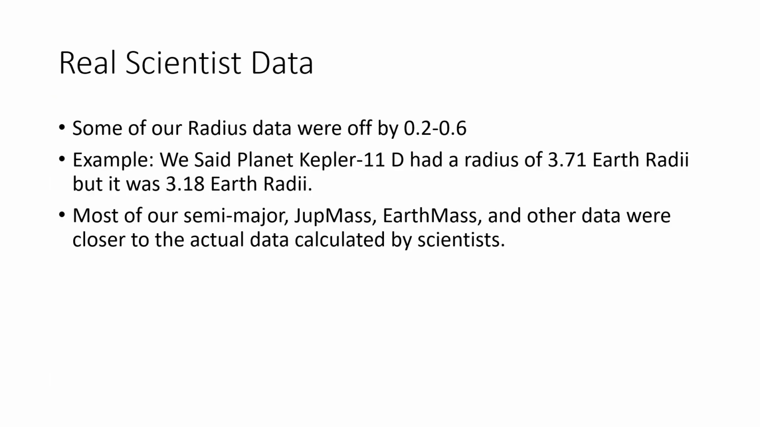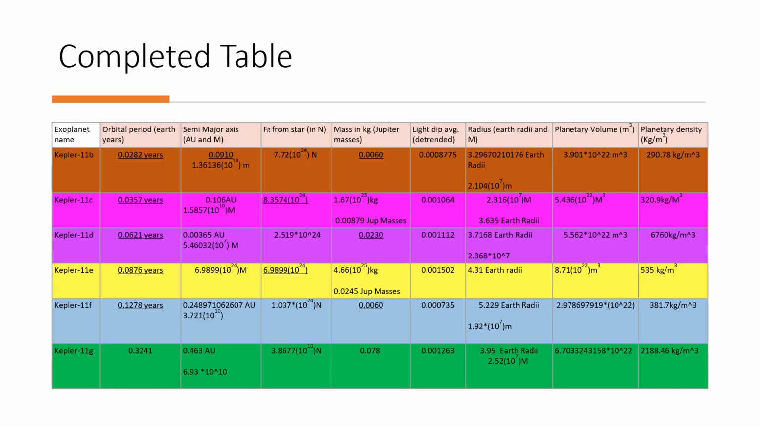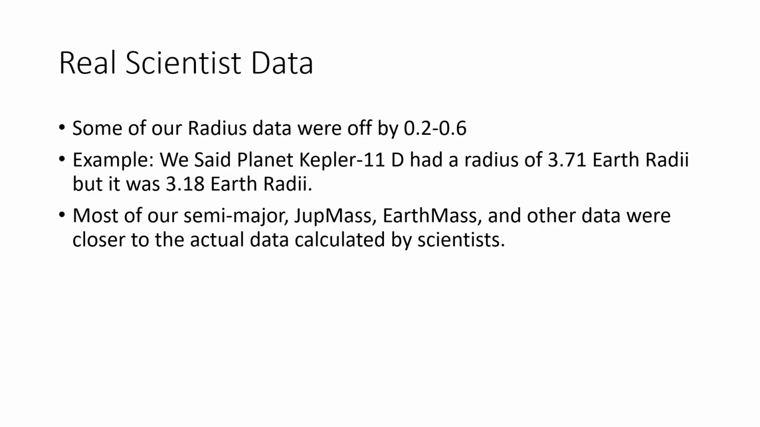Yay. And then we compared our completed table to actual scientist data that I found online, and some of our radius data were off by like 0.2 or 0.6, because I think I saw Kepler-11 d had a radius of like 3.71, but then it was actually 3.18. So I think it was just some kind of computational error on our side. And then most of our semi-major axes, Jupiter masses, Earth masses, and other data were actually close to the actual data calculated by the scientists.